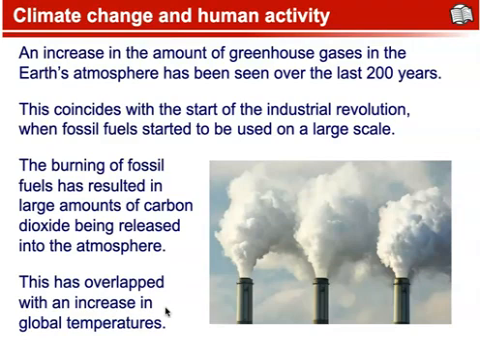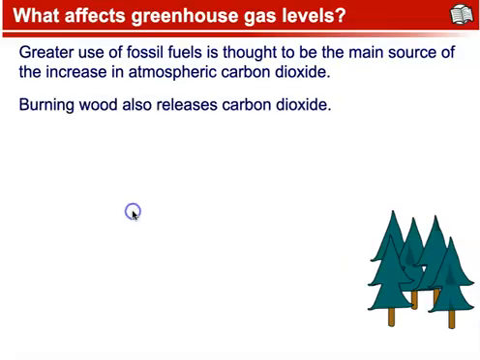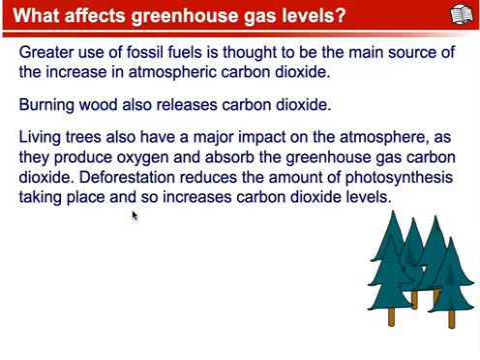Normally, a steady level of carbon dioxide is maintained in the air by the carbon cycle. So what affects greenhouse gas levels? Greater use of fossil fuels is thought to be the main source of the increase in atmospheric carbon dioxide. Burning wood also releases carbon dioxide, as living trees are made up of carbon.